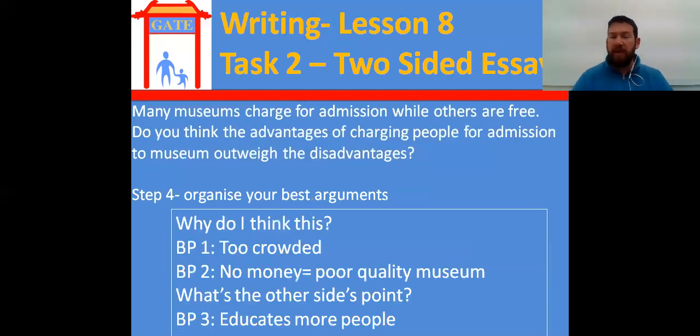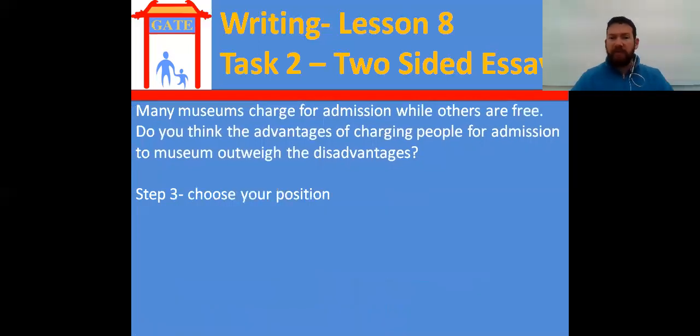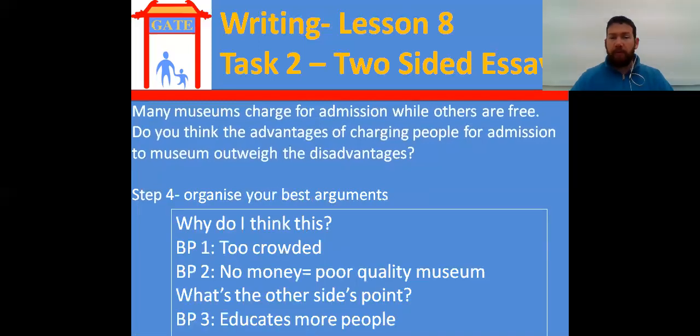So I'm going to organize my arguments. I'm going to go with the fact that it's too crowded, and then that because there's not enough money, that means the museums can't develop and they become quite bad museums. I'm going to choose the fact that it educates people, or more people can be educated by museums if they're free. Okay, so these are the 3 ideas I'm going to go from if I've taken them from here. I'm not going to take all of them, I'm just going to pick 2 from my side and 1 from the other side. The others, you can just forget about them. So we've got those 3 things there.